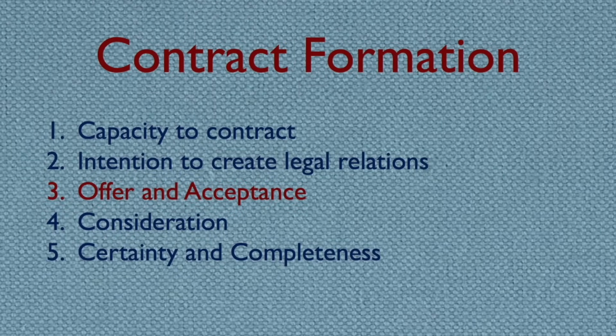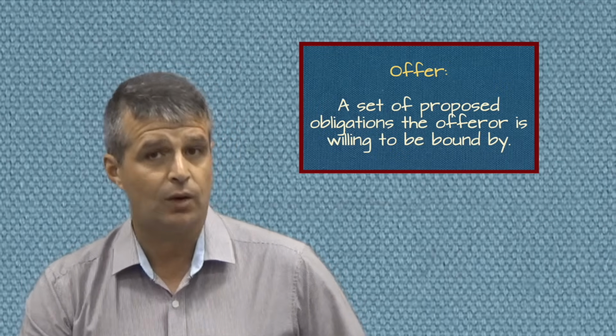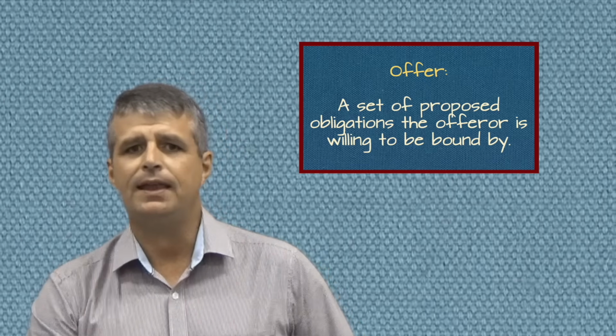Okay, so let's now assume we have two parties, they both have capacity, and they both intend to create legal relations with one another. The next thing we need to look for is agreement, which has two elements, offer and acceptance. The idea is pretty simple. One party makes an offer, which means that they indicate a set of obligations that they're willing to be bound by. And they say what they want in return. They can either make that offer to another specific person or to the whole world at large.